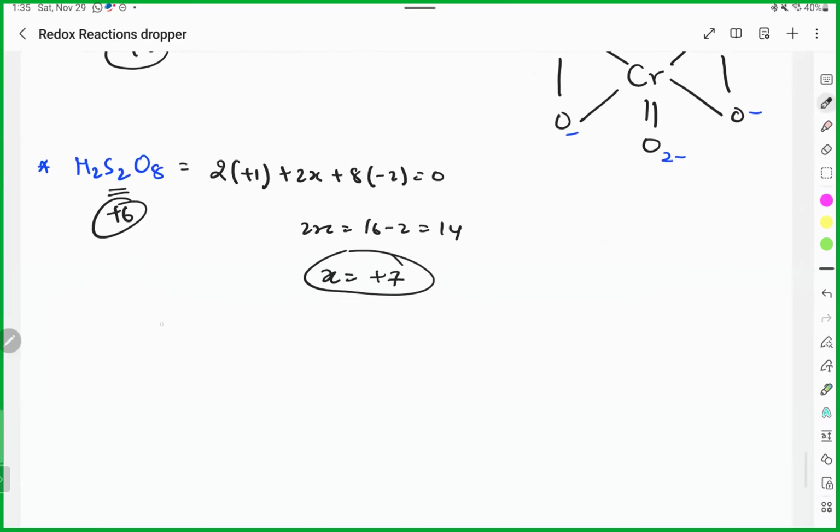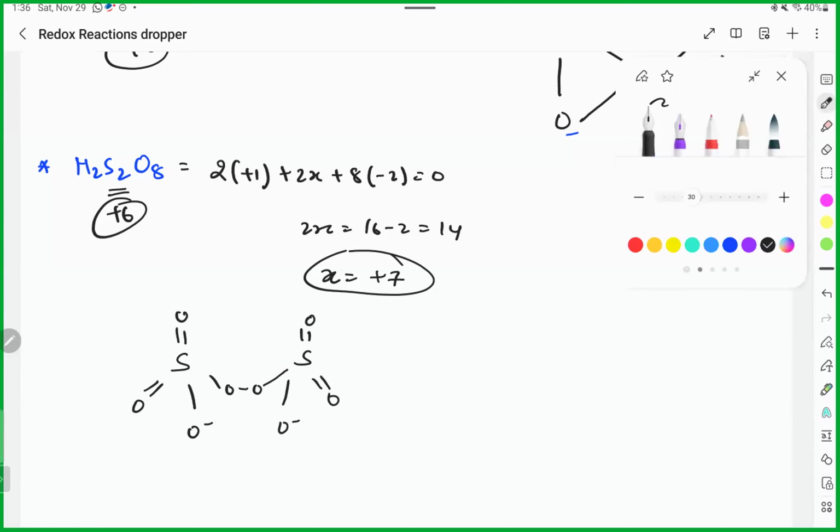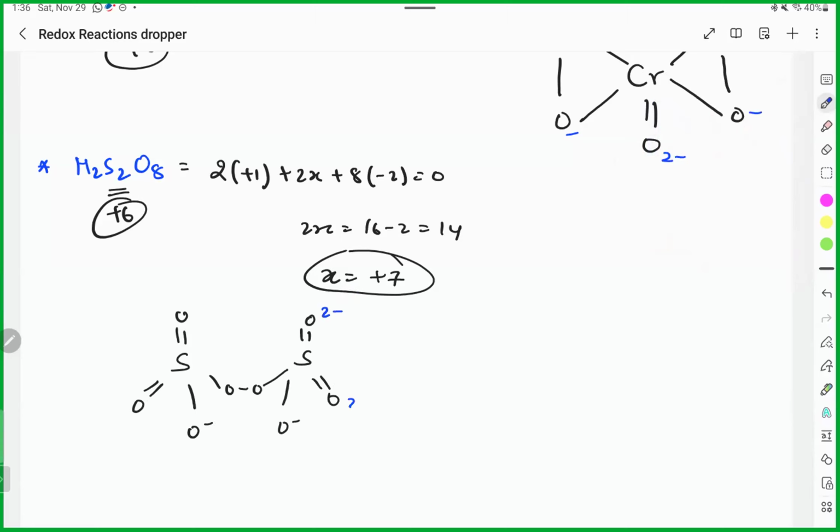So what will happen in this situation? For example, sulfur 1, 2, 3, 4, oxygen negative, oxygen negative. How many? 6 oxygen, 7, 8. Like this. So what will be the sulfur charge? Let's see. -2, -2, -1, -1 here. So total +6. This will be +6. Why? Because this middle oxygen has -1, -1, not -2, -2.